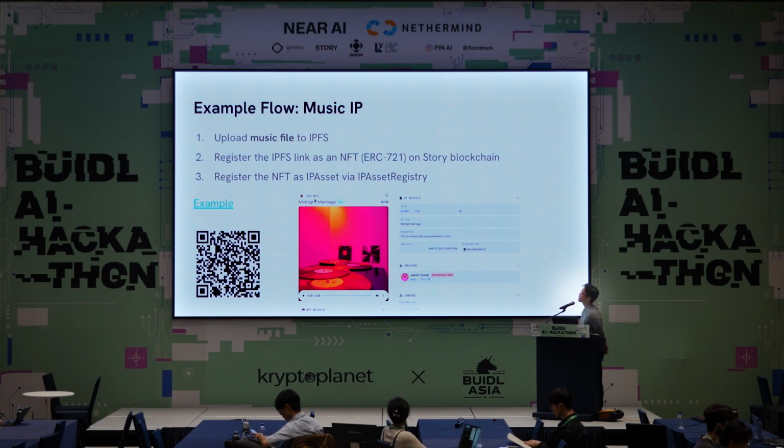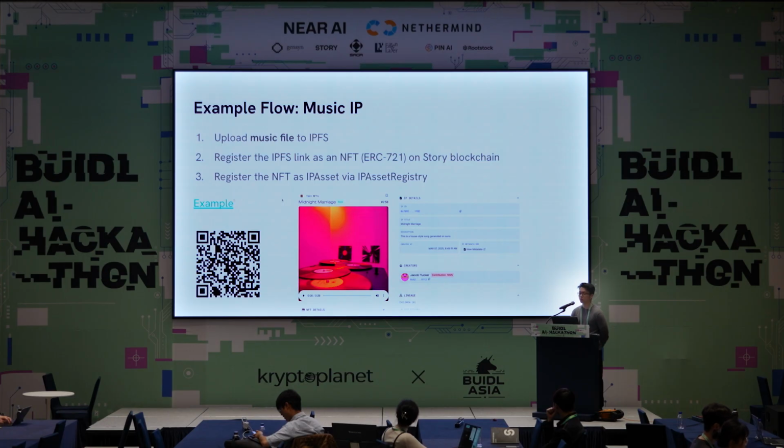One example is music IP. So you can upload your music not directly on Story blockchain because that would cost a lot of data. So the traditional way is you upload your file to IPFS or even S3 if you want, AWS. And then you mint the link to the IPFS as the NFT on the metadata. And then you register the NFT as the IP asset. So we basically create the IP account, the ERC6551, through the IP asset registry.